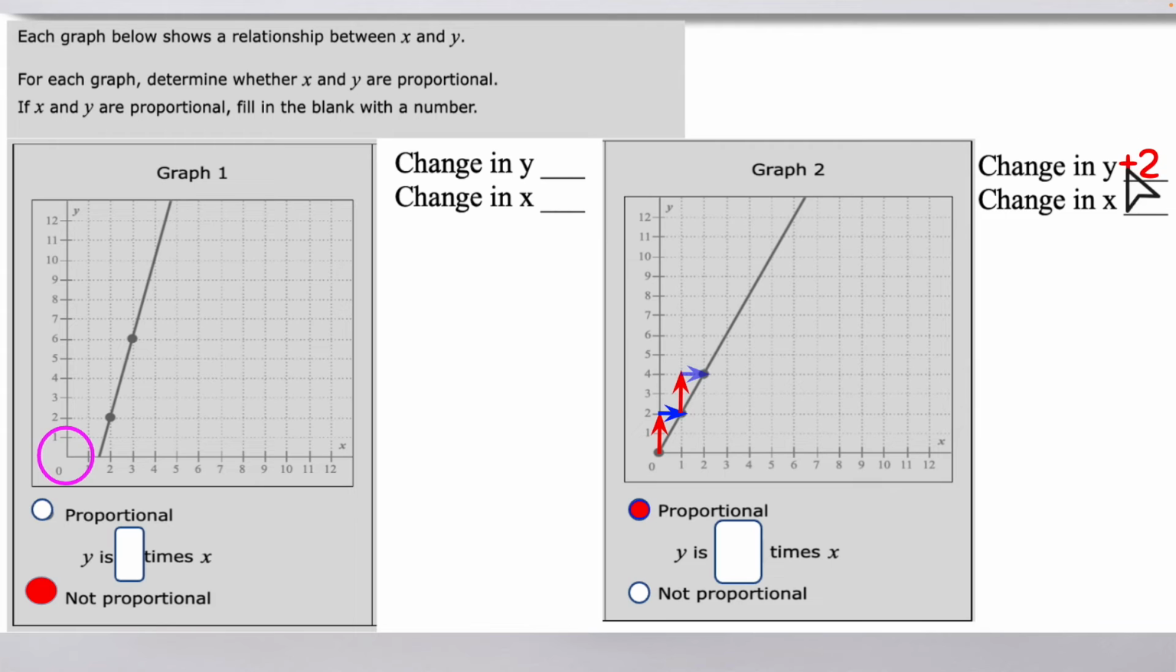And then my change in x, if I'm starting here at 0, I have to go over 1 to get to this point. And I have to go over another 1 to get to this point. So each time I'm going up 2 over 1. So there's my change. I'm going up 2 over 1. So I can see y is how many times x? Well, it's 2 and x is 1. So it's 2 times x. So with this one, if you can reduce this down to a 1 for x, then that'll tell you what your multiplier is for y.